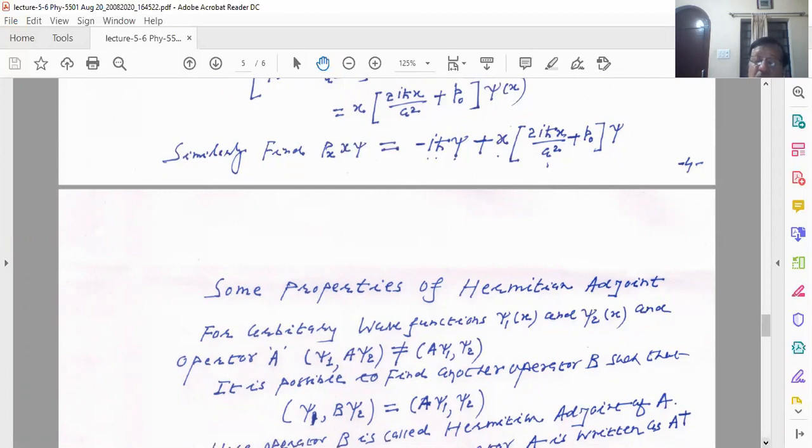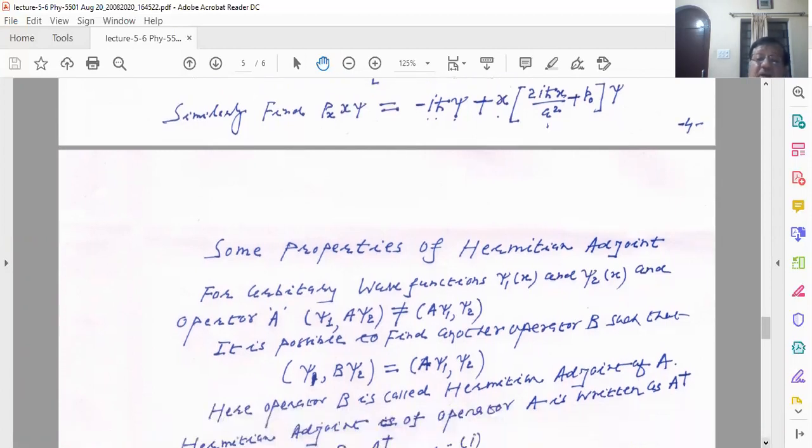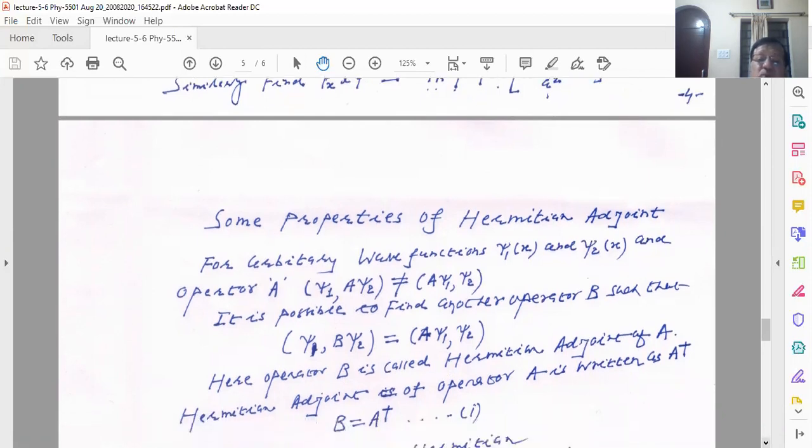I have already explained the property of Hermitian operator, and in fact Hermitian adjoint also I have discussed. But I think it is the right time to once again revise the meaning of Hermitian adjoint, because it will help us to solve many problems in quantum mechanics.